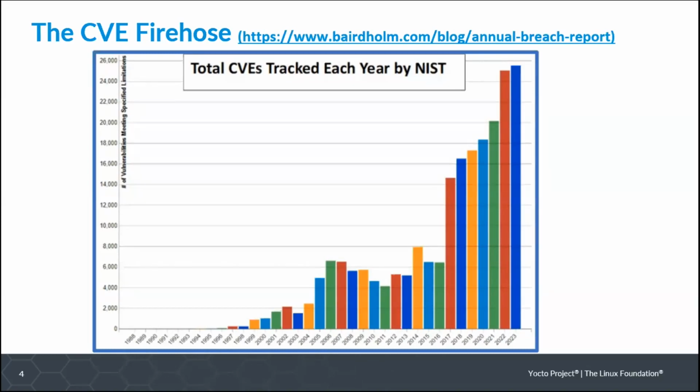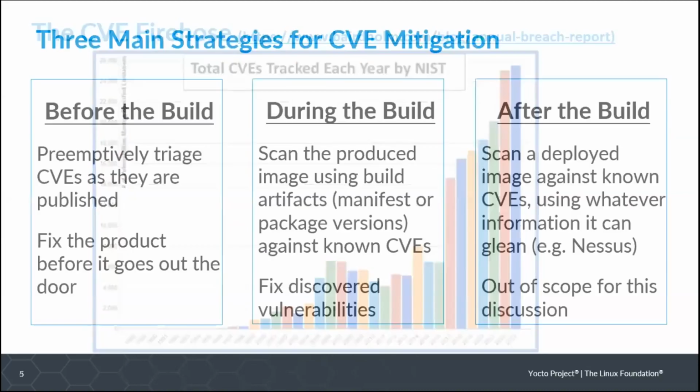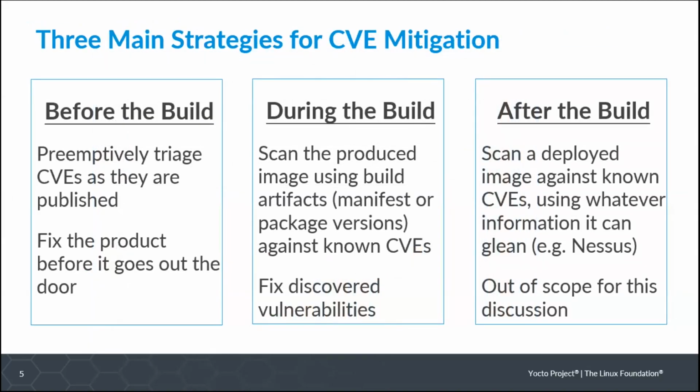So it's a big problem, and that's why Marta has been kept very busy, and all of the commercial partners have been very busy with that. So what about the strategies for CVE mitigation? There are three main ones. One is before the build, where you preemptively try to triage all those CVEs as they are published and fix them before they go into the product. The second strategy is during the build, basically scanning the produced image, either as it's being built or post-build using the manifest or package versions, whatever information you have, against known CVEs, and then fixing those and scanning a second time.